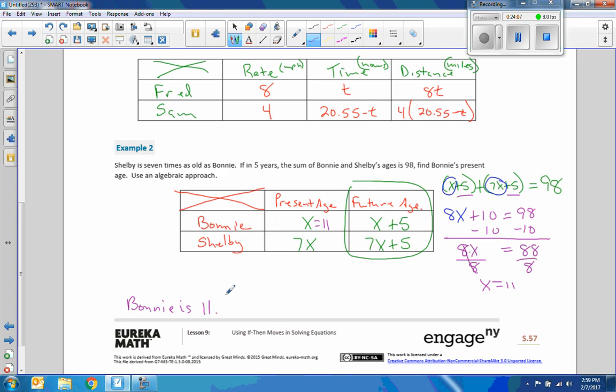Okay? Did we answer the question? Find Bonnie's present age. If it said find Bonnie's age in 5 years, then it would be 11 plus 5, 16. We could now find Shelby's age. She's 7 times as old as Bonnie. She is 77 years old, so she's possibly Bonnie's grandmother. And in 5 years, 77 plus 5 is 82.